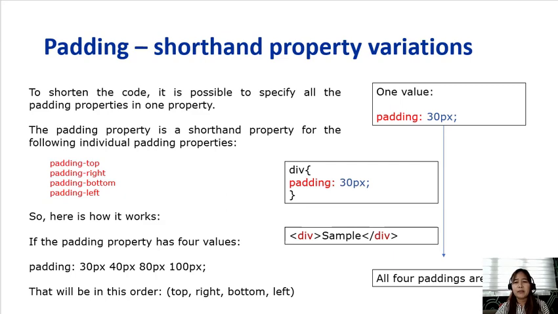And of course, if you only specify 1 value, that means all sides will use a padding of 30 pixels. So again, I want you to try out these 4 variations: 1 value, 2 values, 3 values, and of course the 4 values, and try to see the difference in the specification and how it affects your website.